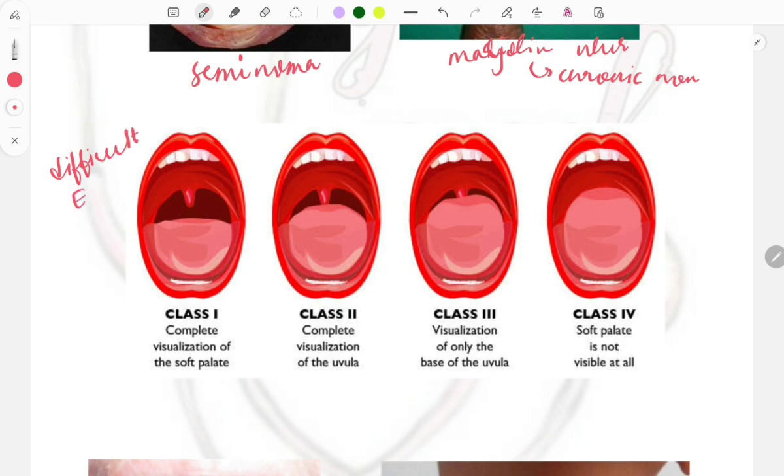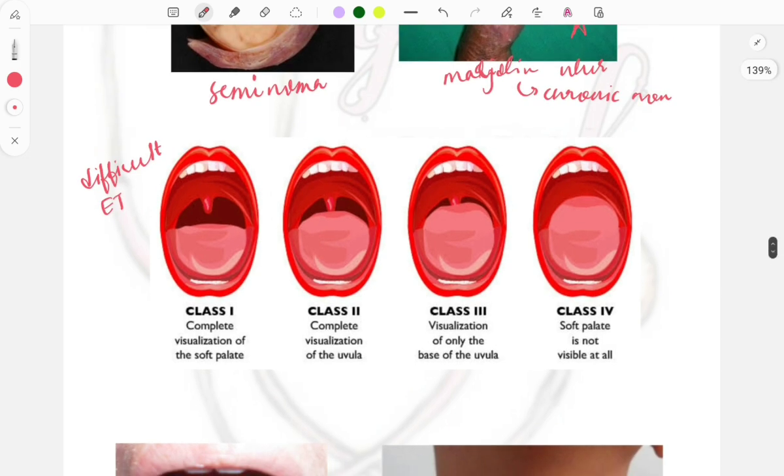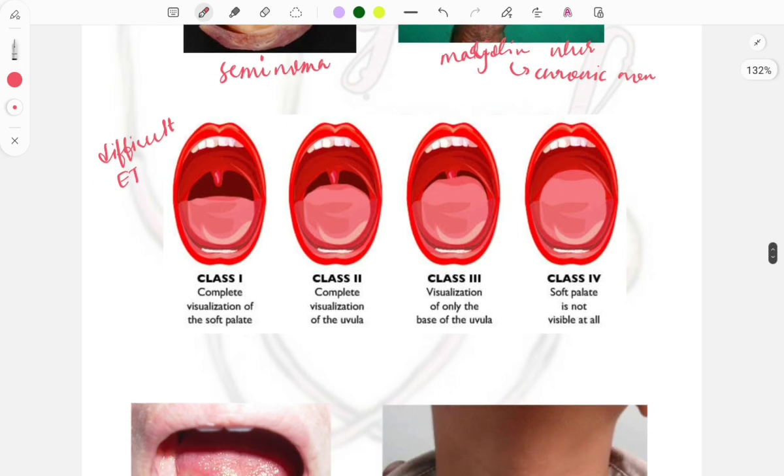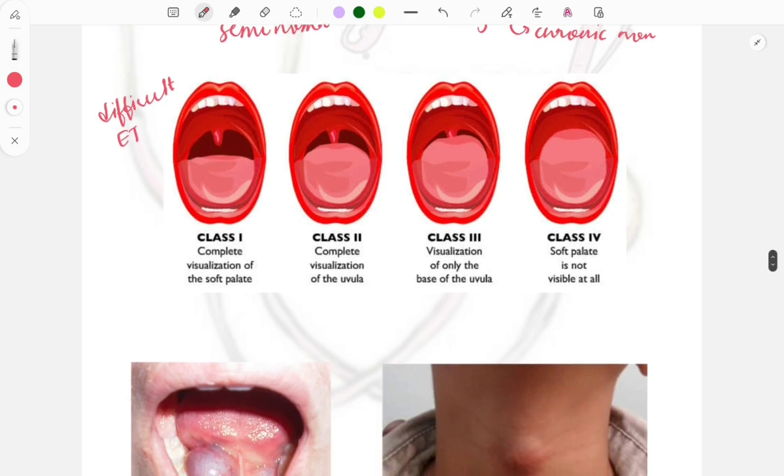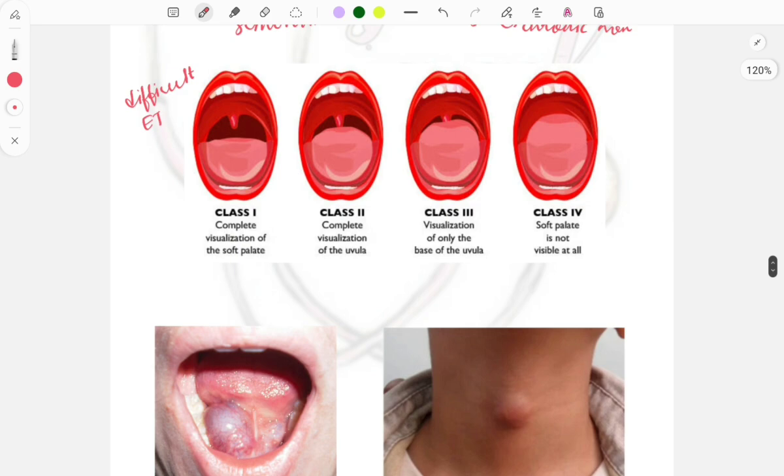जब हम ET डालते हैं ना, तो we'll look कि divided into the 4 classes, and we will look at how difficult it is for us to put the ET tube. Okay, endotracheal tube. So 4 classes are divided. They can ask about this classification, which is called the Mallampati classification.